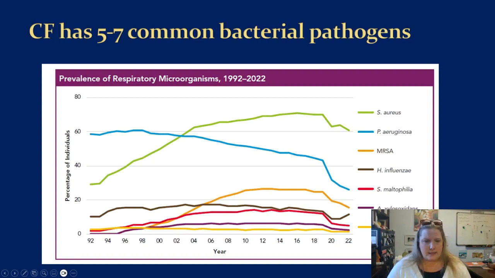You'll also see that things like MRSA are creeping up until about 2019, and they started dropping. And other ones, these lower ones, are fairly consistent across the years. So these are the top 6: Staph, Pseudomonas, H. influenzae, Stenotrophomonas maltophilia, Achromobacter xylosoxidans, and the Burkholderia cepacia complex.